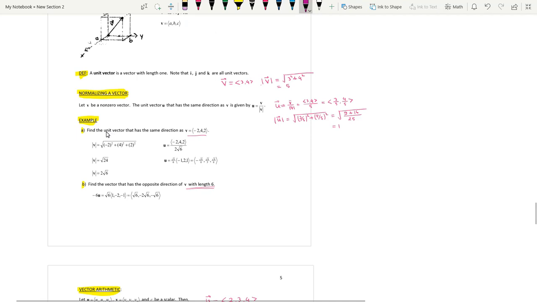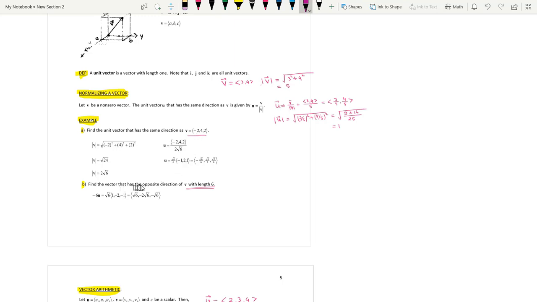Now for this example, we have a vector (-2, 4, 2), and we need to find the unit vector which goes in the same direction as v. So first find its magnitude, which is 2 square root of 6. Now we need to divide v by its magnitude. So divide v by its magnitude, and this would be the unit vector which goes in the same direction as v.